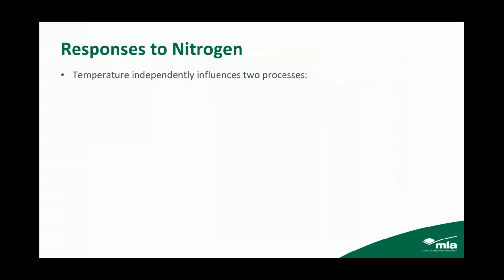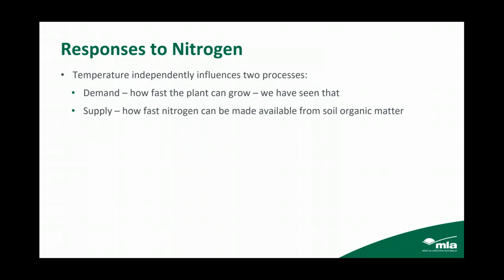All good, good. Okay, responses to nitrogen. Temperature independently influences two processes here that might interest us. First of all is demand. How fast can the plant grow? Now, we've seen that, and we've seen the sort of growth rates, and we'll come back and use them in a calculation in a moment, the sort of growth rates that we could possibly achieve in those environments over the winter period. But the other one is the supply. How fast nitrogen can be made available from soil organic matter.